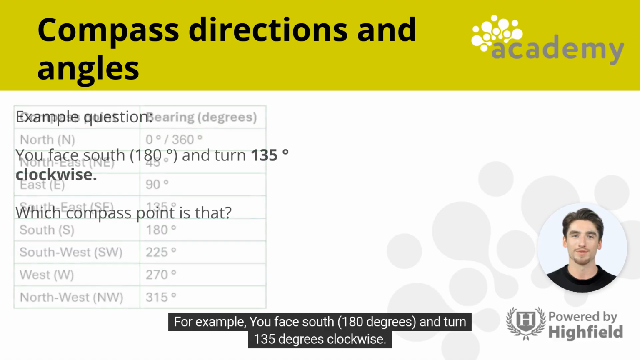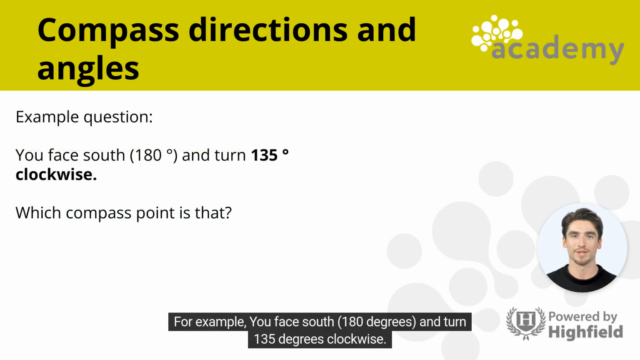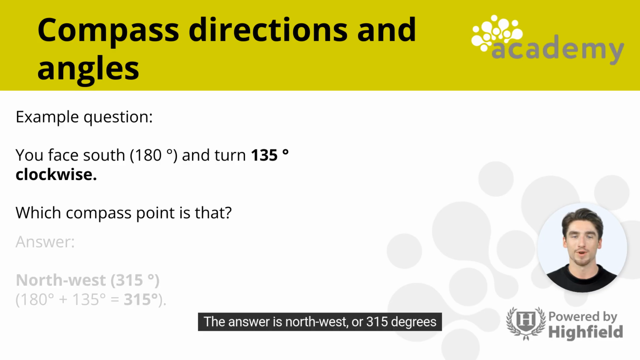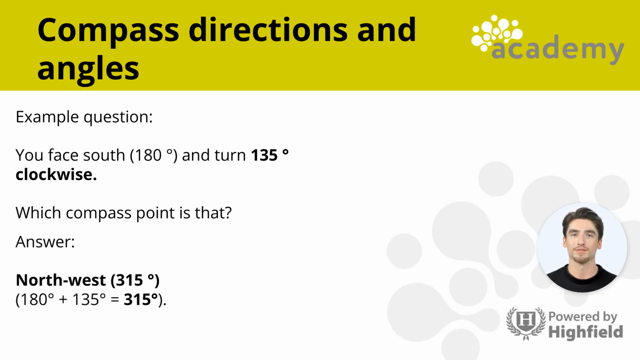For example, you face south, 180 degrees, and turn 135 degrees clockwise. Which compass point is that? The answer is northwest, or 315 degrees.